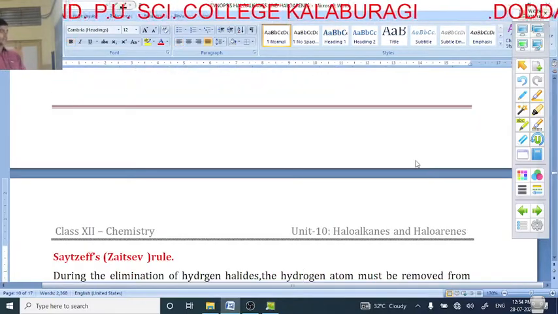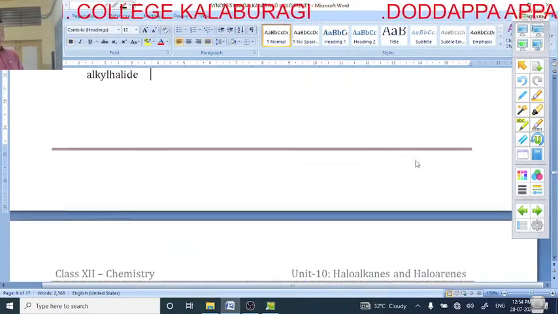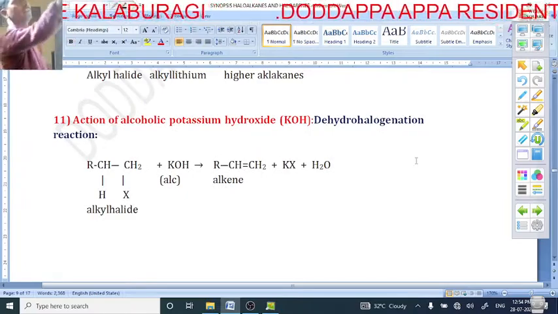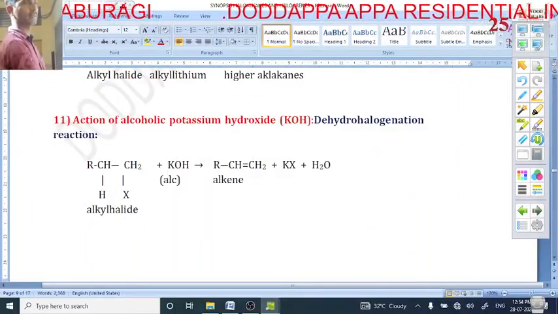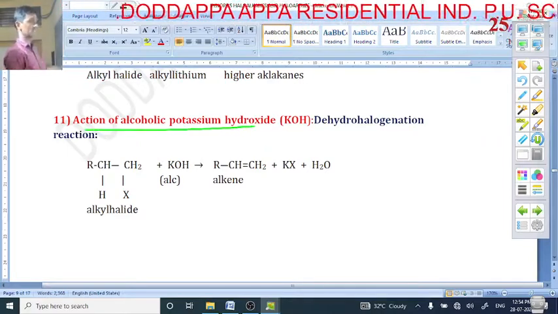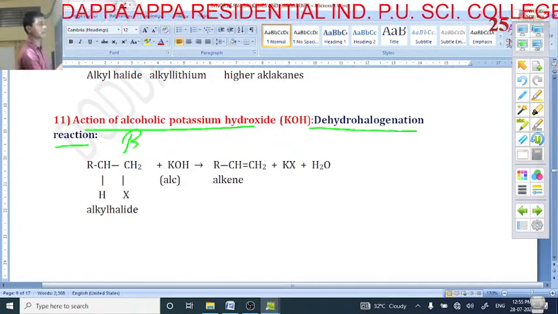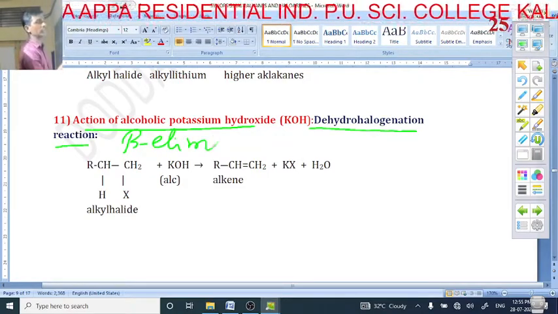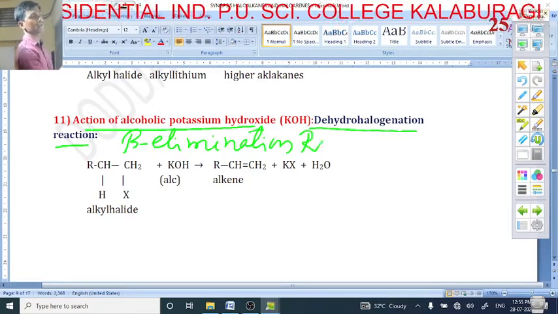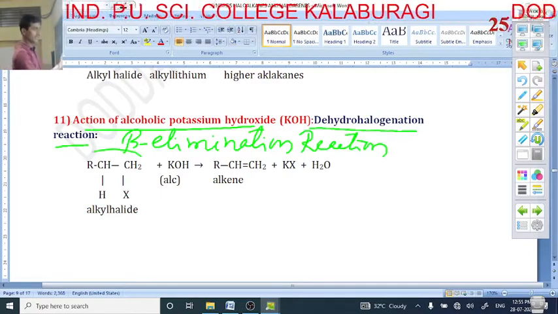This is the elimination reaction. This is reaction number 11, a very important reaction. In reaction number 11, the action of alcoholic potassium hydroxide is also called dehydrohalogenation reaction, or beta elimination reaction.